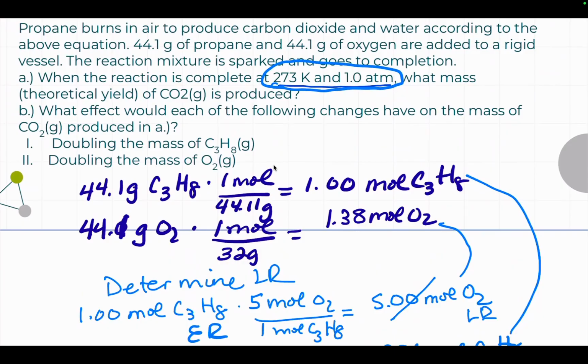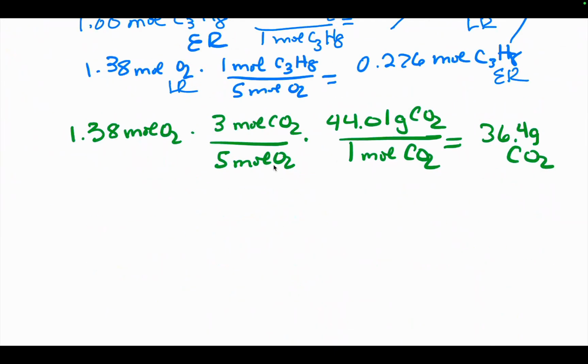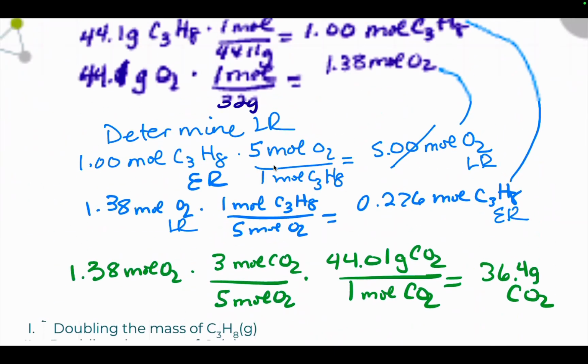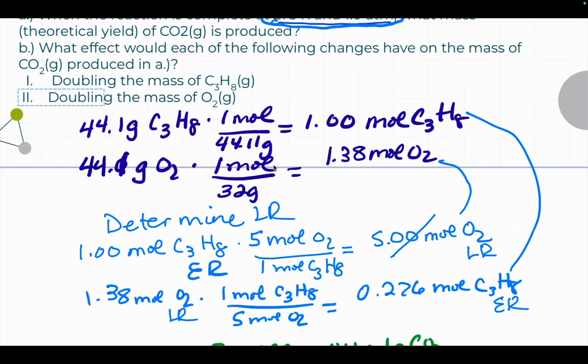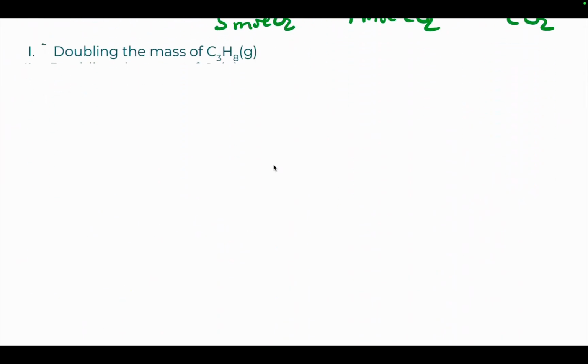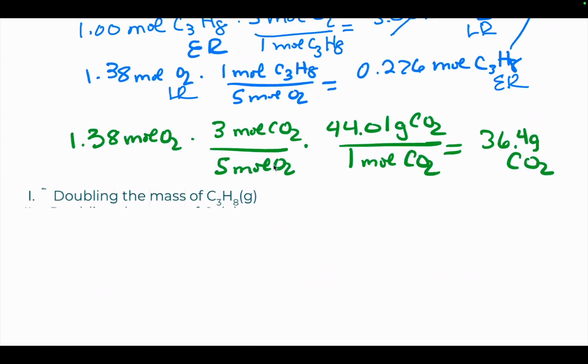So now let's do the next part. Again, they are asking you what effect, so we're going to quantify this. If there is a change in the amount of carbon dioxide produced, we're going to calculate it. First, what effect would doubling the mass of the propane have on the grams of carbon dioxide? This is another one where there's going to be no effect, no change in the amount of carbon dioxide because the propane is already in excess.